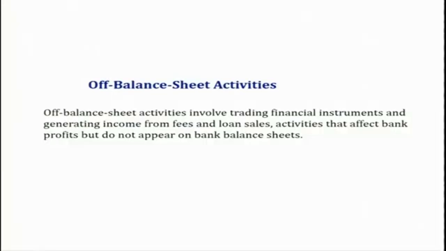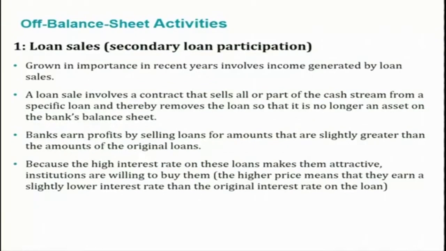The off balance sheet activities involve trading financial instruments and generating income from fees and loan sales, and activities that affect bank profits, but they do not appear on bank balance sheets. There are a couple of such activities. One of them is loan sales, also called secondary loan participation. Loan sales have grown in importance in recent years as they involve income generated by loan sales. A loan sale involves a contract that sells all or part of the cash stream from a specific loan and thereby removes the loan so that it's no longer an asset on the bank's balance sheet.